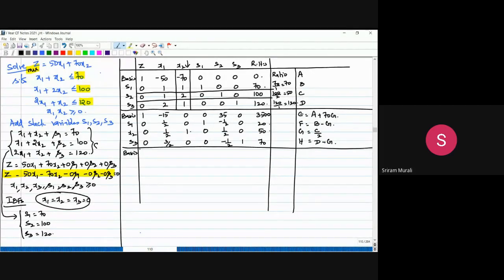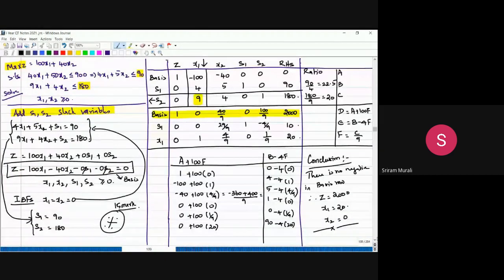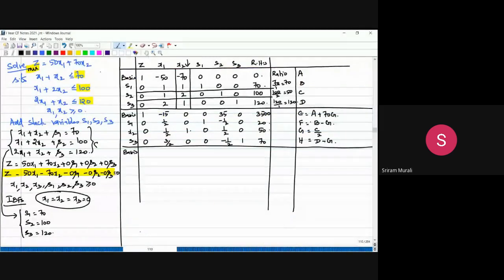So we want to go to the next iteration because there is still a negative in my basis row. We have not reached optimal. In the last problem, there was no negative in the basis. But in the present problem, there is a negative. Repeat the same. So this is the incoming variable. What is incoming? Your corresponding variable is x1.